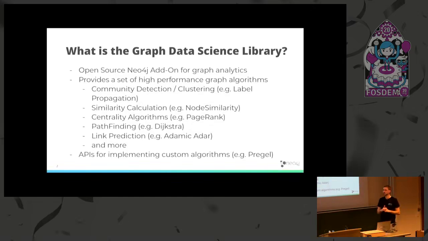Another thing the library provides is an API for implementing your own algorithms. There are certain ways you can do this. The easiest way is using the Pregel framework that was introduced by Google quite a while ago, so we support that. And that allows you to easily write your own algorithms and then also make them available in Neo4j through Cypher, through the procedure API.